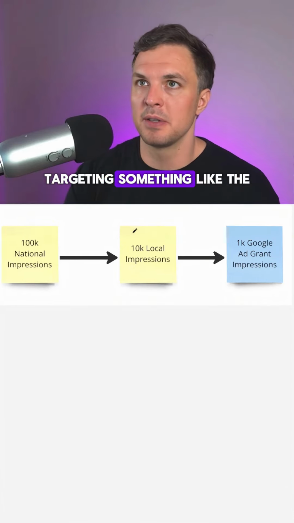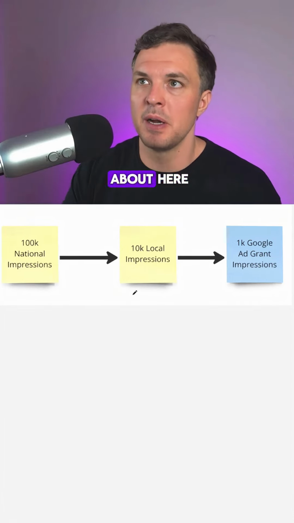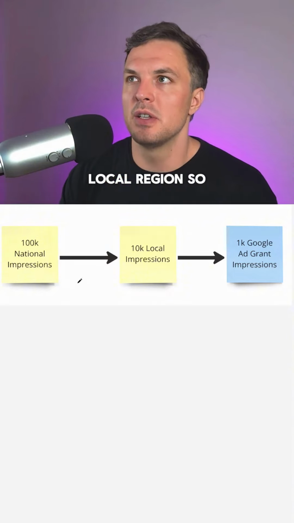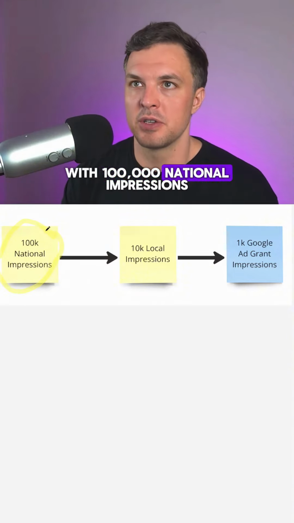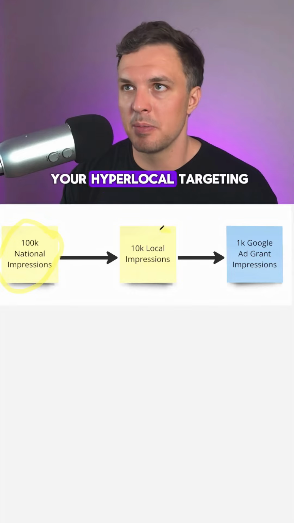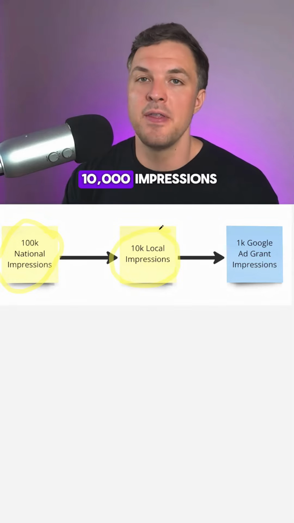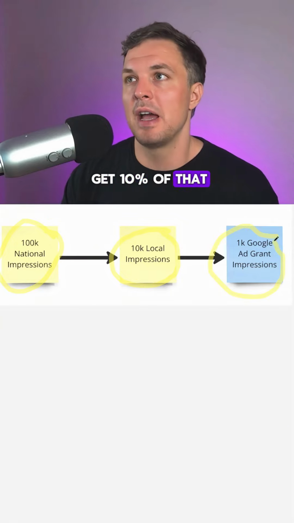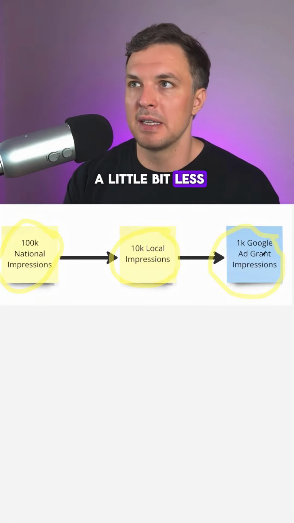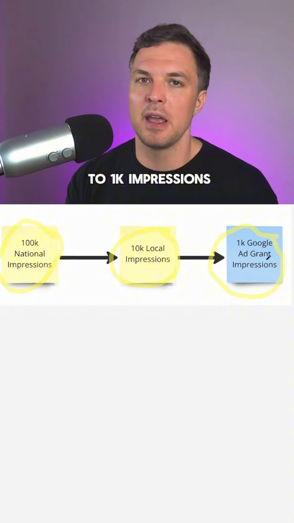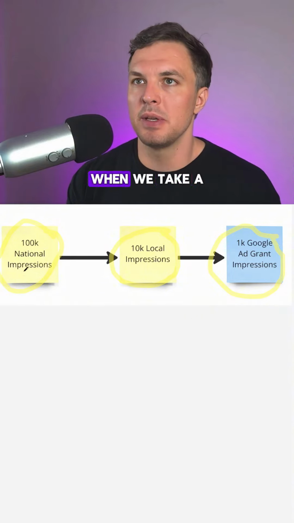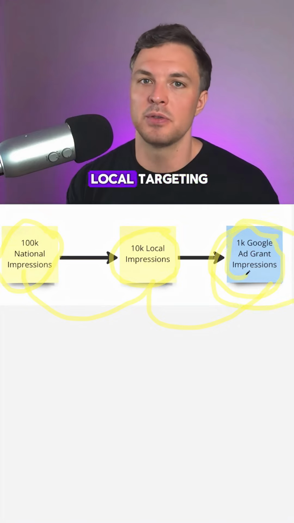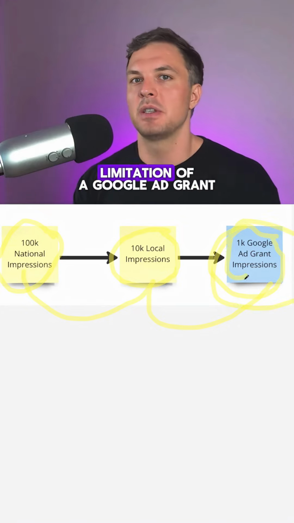Now, obviously targeting something like the entire United States is not what I'm talking about here. I'm talking about targeting a very specific local region. So let's say you start with 100,000 national impressions, then you do your hyper local targeting and you're down to 10,000 impressions. Then we know the Google ad grant is going to get 10% of that on average, or even a little bit less. So now you're down to 1K impressions. So you can see here, when we do hyper local targeting, what we're really getting is a segment of a segment. And that's the biggest limitation of a Google ad grant.